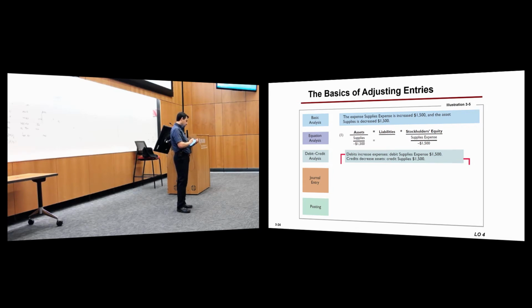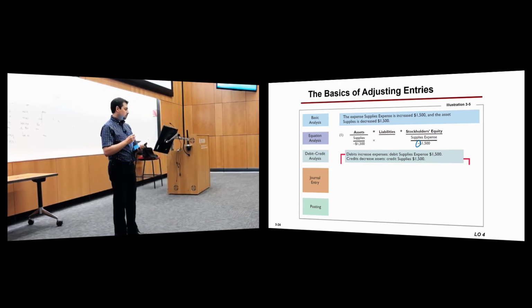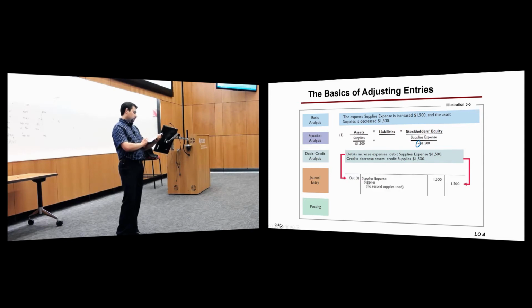Remember this minus here, what does it stand for? A negative effect on stockholders' equity. We have more supplies expense. The minus here does not mean that expenses have decreased. Actually, they have increased. And this is the journal entry.